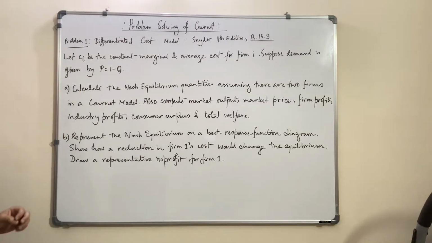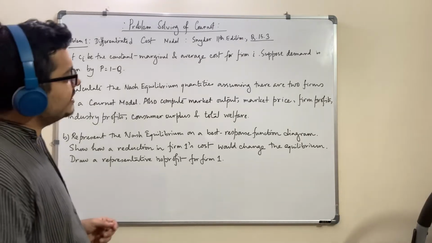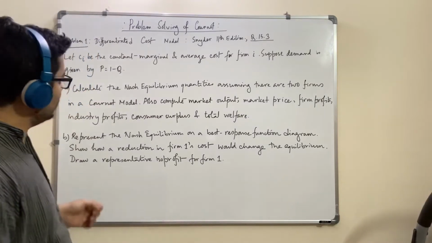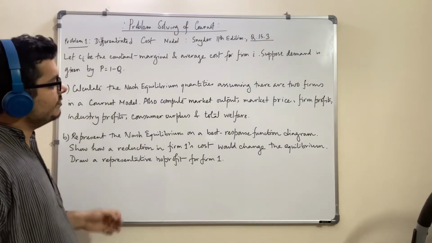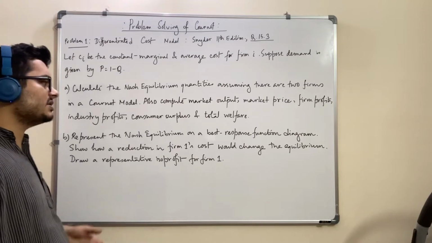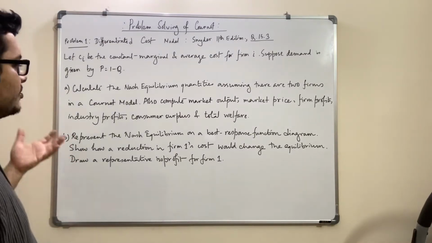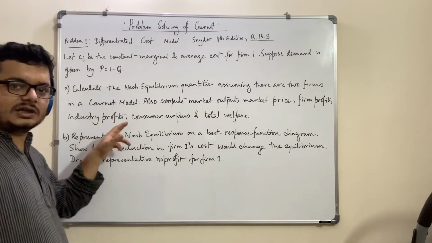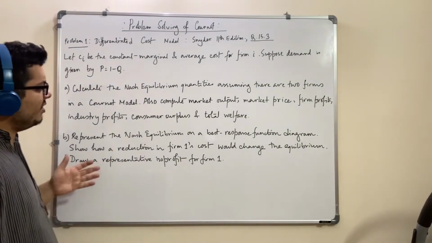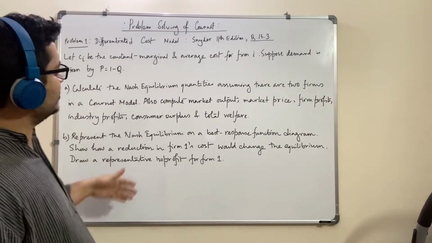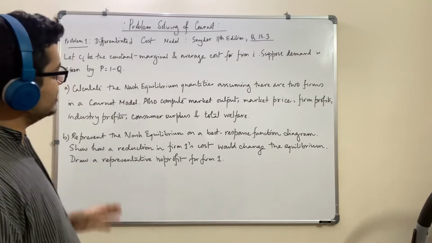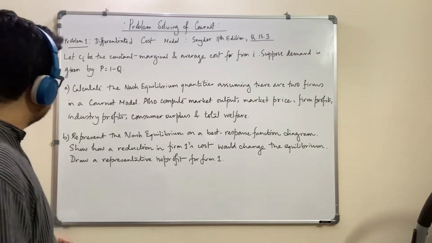Our first question is: calculate the Nash equilibrium quantities, that is the equilibrium quantity, assuming there are 2 firms in a Cournot model. Also compute market output, market price, firm profits, industry profits, consumer surplus, and total welfare. Now this is a long list, but obviously once you have the equilibrium quantities, the rest of it is pretty easy.